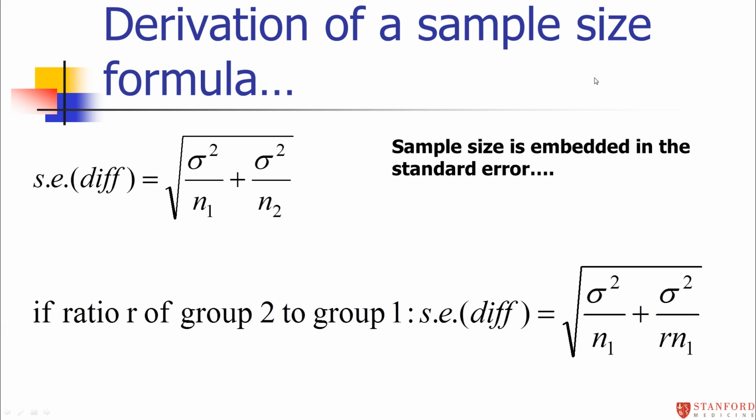The other thing I'm going to do here is allow that the sample sizes in the two groups could be different. They don't have to be the same. But I want to solve for a single n. I don't have to solve for two different n's.